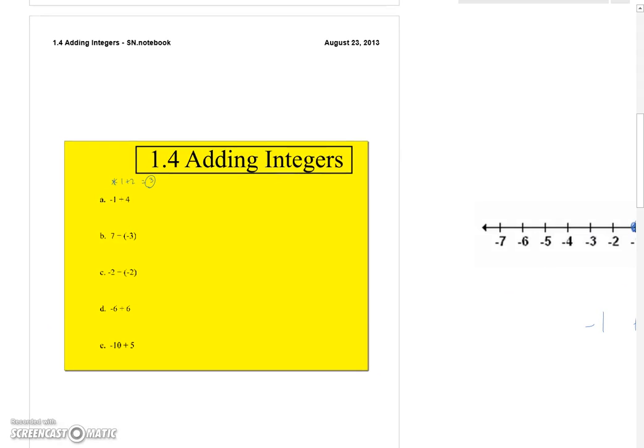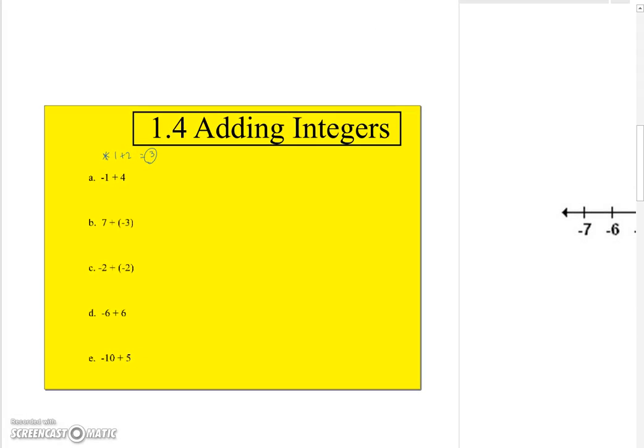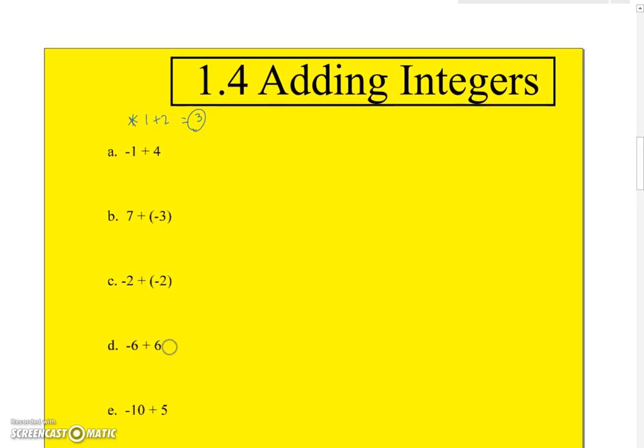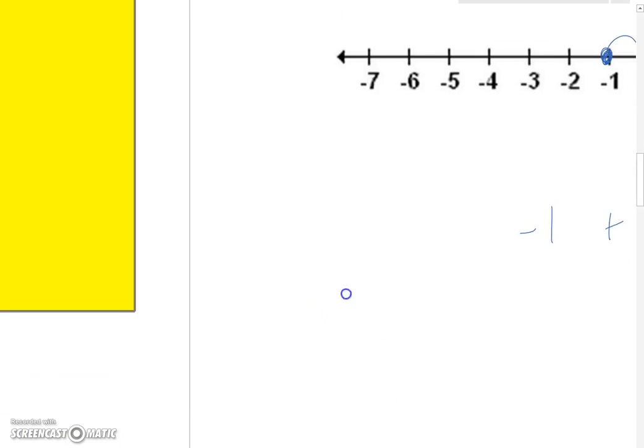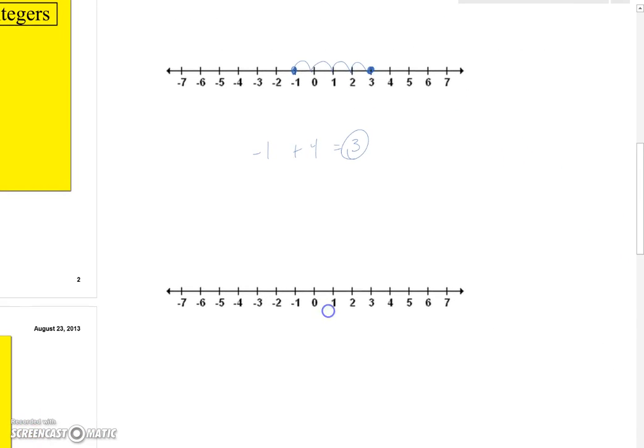Let's take a look at the second problem. If we say 7 plus negative 3, let's go back to our number line, and let's start at 7. I'm going to add, and we think about going to the right, but instead we're going to add a negative number, which is the same as subtracting. We're adding a negative, so we're going to have to go to the left. So we're going to go 1, 2, 3, and now we land at 4. So 7 plus negative 3 is positive 4.